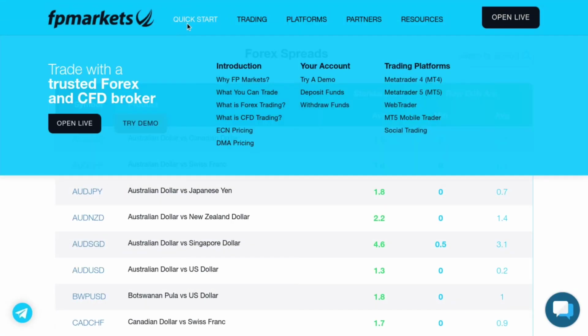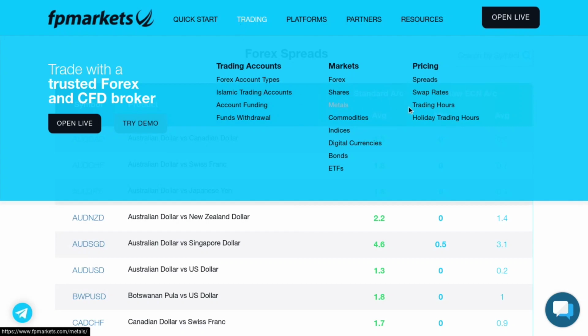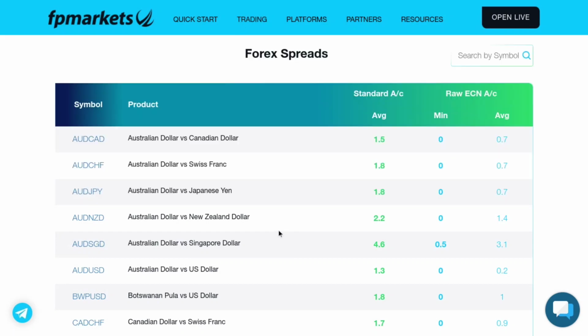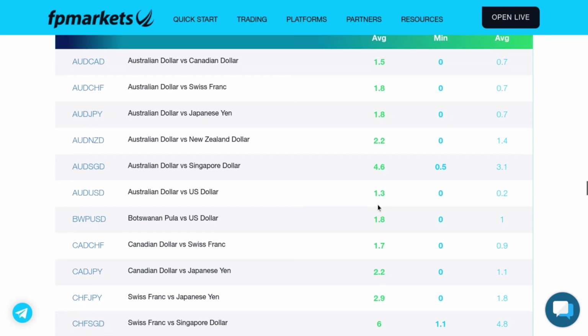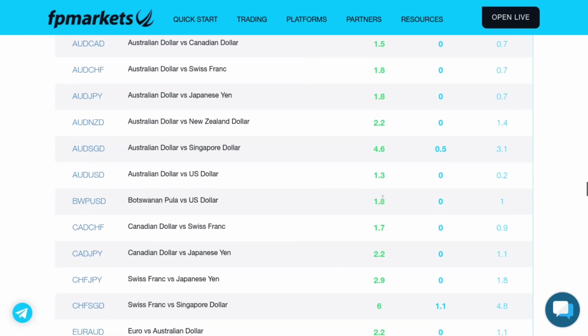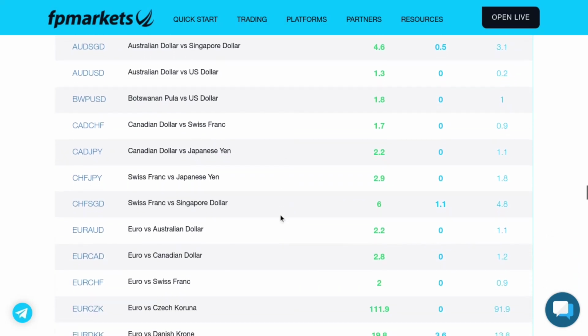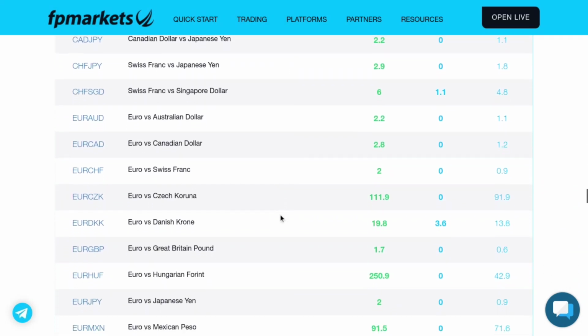FP Markets: how you get there is through trading spreads. You end up on this page here. So let's see. Okay, this is an exotic. This one is not offered on any other one. Botswana Pula. Wow, very tight spreads. This is actually really tight. 1.8. That's pretty good. So you get a mixed bag of pairs.